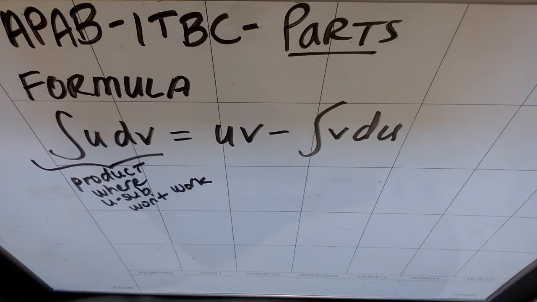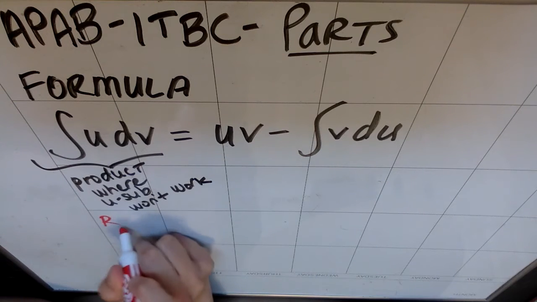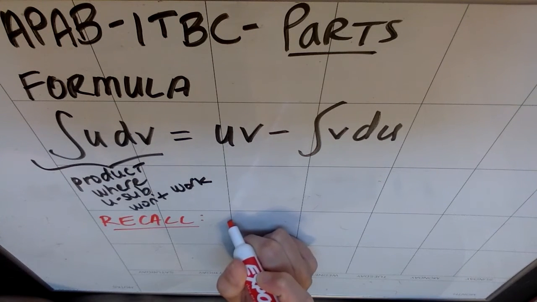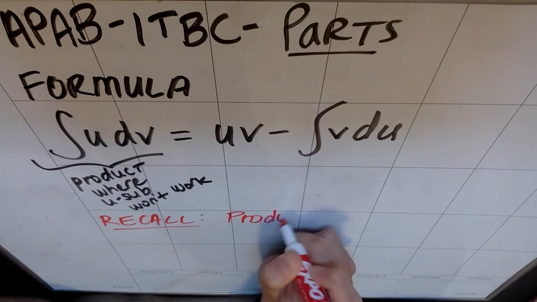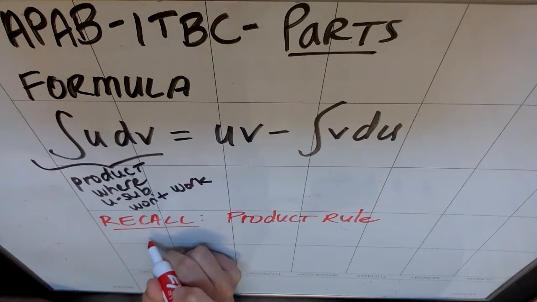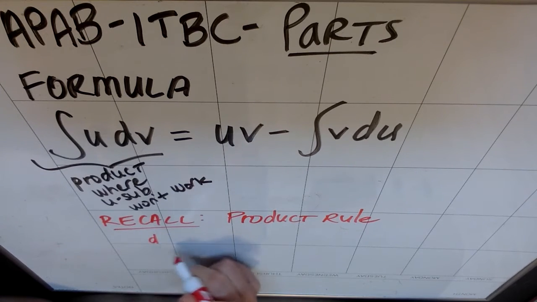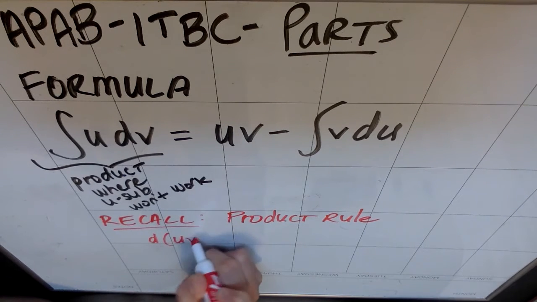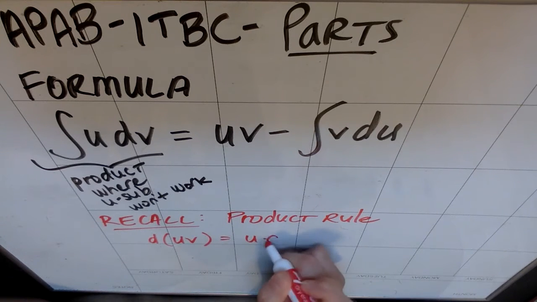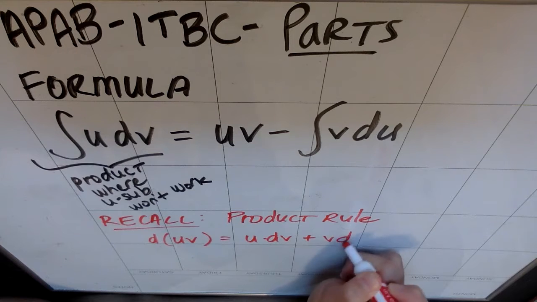because it comes from something you know from AP AB. Recall that in AP AB, when we were learning to differentiate things, we learned the product rule, right, to take a derivative. So when we were learning how to differentiate a product, we used the product rule. If I wanted to find the derivative of some uv, where there's a product of u and v, two different things, it's u dv plus v du.